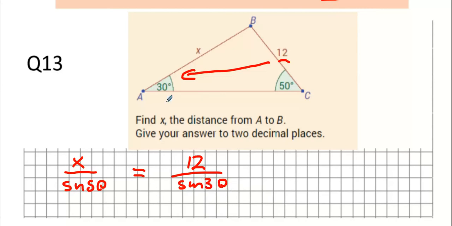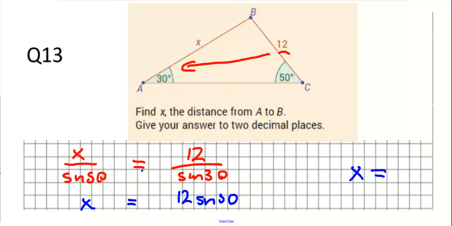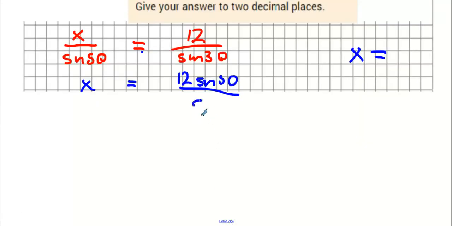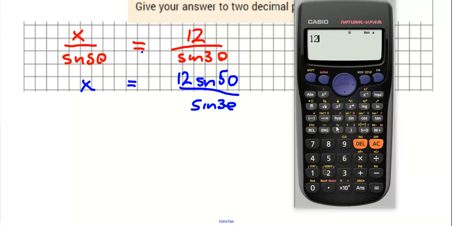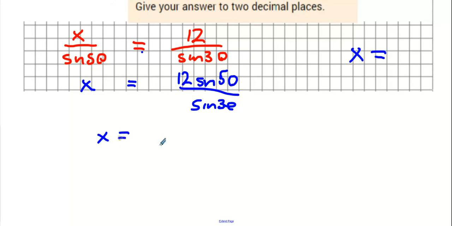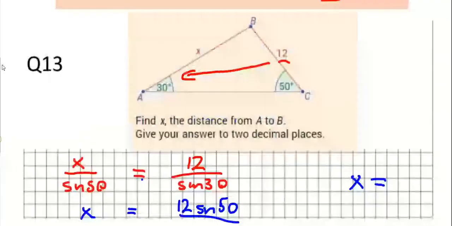Now, the whole goal of the question is to get the X on its own. To get X on its own, it's division of sine 50 on the left, which makes it multiplication of sine 50 on the right. That's sine 30 and that's sine 50 on top. So what you're going to do is 12 sine 50 divided by sine 30. And what you should get here is 18.385 or 18.39. Okay with you guys? Alrighty.